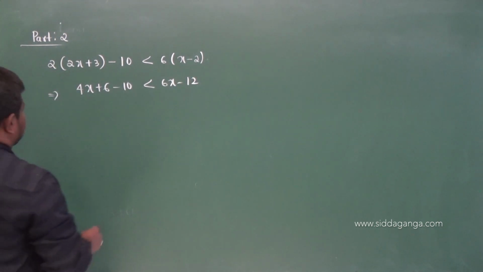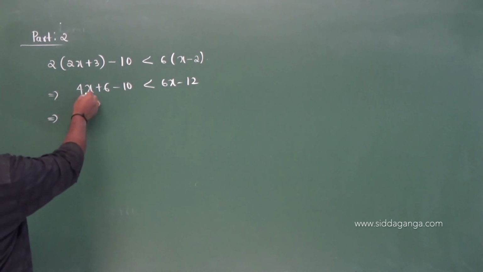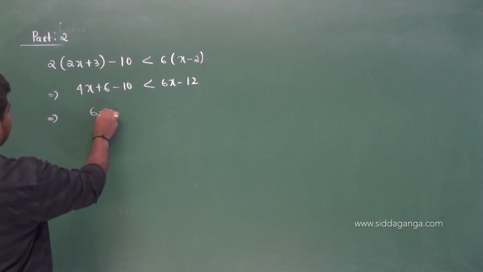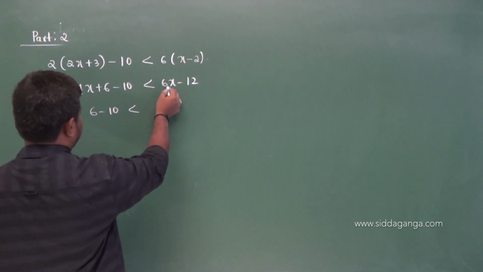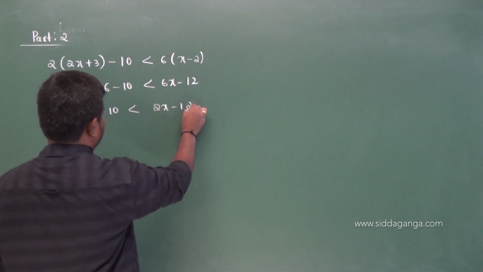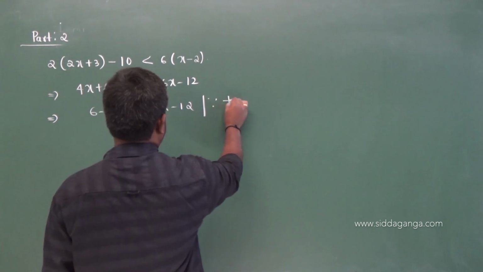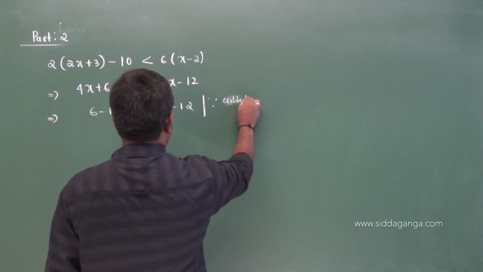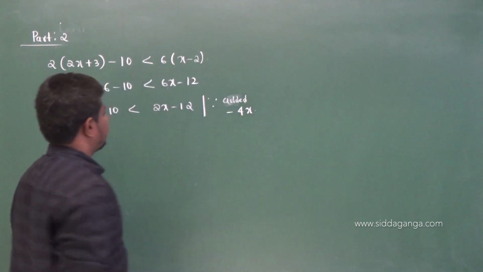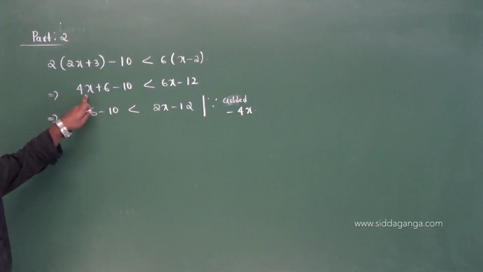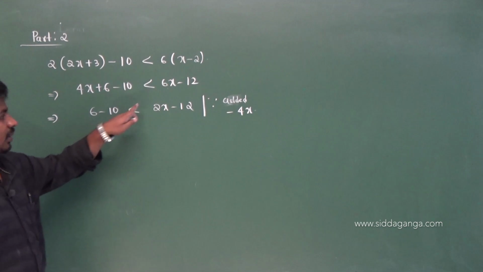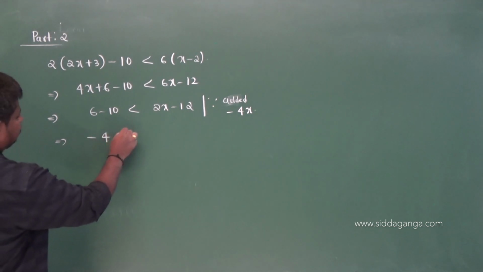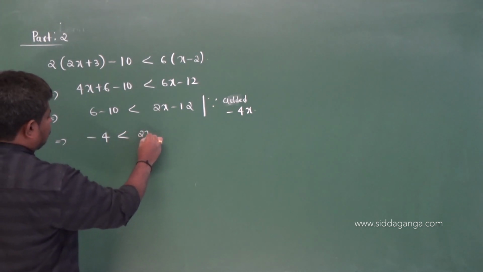Okay, so now what does this give? We have 4x and 6. Let us add minus 4x on both sides. You get 6 minus 10 on the left, and 6x minus 4x, that is 2x, minus 12 on the right. So what I did here is add minus 4x on both sides. Minus 4x plus 4x gets cancelled, 6 minus 10, and minus 4x plus 6x is 2x minus 12. So what do you get now? Minus 4 is less than 2x minus 12.